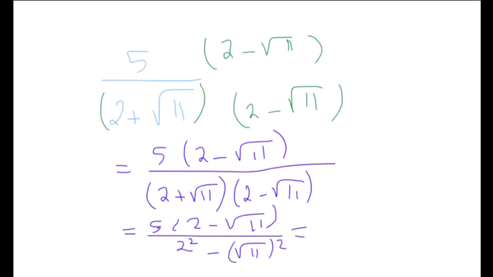5 times 2 minus radical 11. You can write it 10 minus 5 radical 11 over 4 minus 11. So, in this case, you are going to subtract the denominator down.